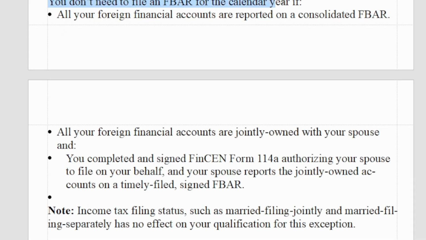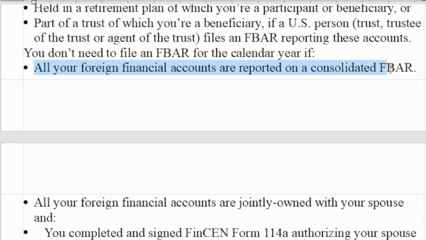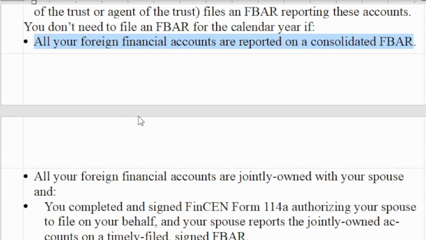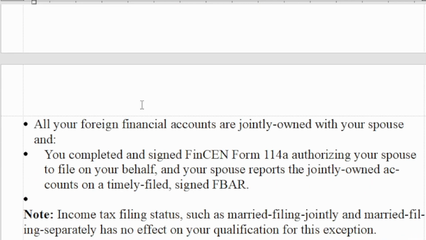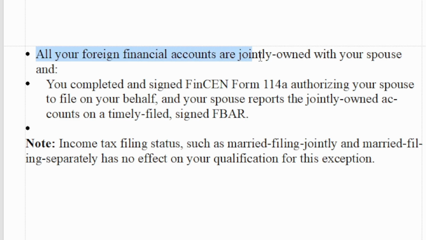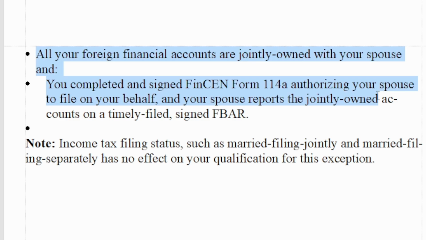Now, you don't need to file an FBAR for the calendar year if all your foreign financial accounts are reported on a consolidated FBAR. A consolidated FBAR is used when you have more than 25 accounts that are put all into one report. Also, you don't have to file if all your foreign financial accounts are jointly owned with your spouse and you completed and signed the FinCEN Form 114A, authorizing your spouse to file on your behalf, and your spouse reports the jointly owned accounts on a timely filed signed FBAR.